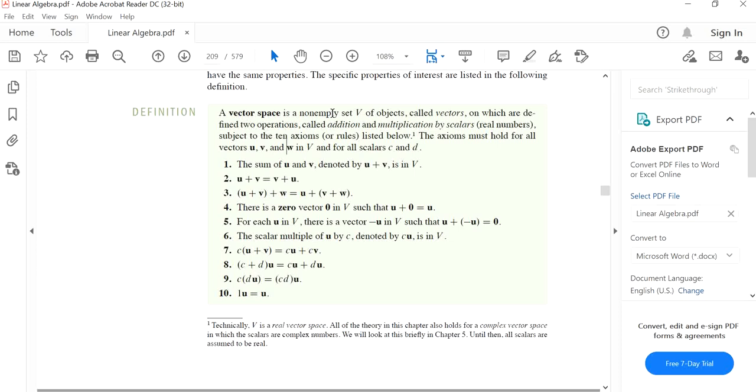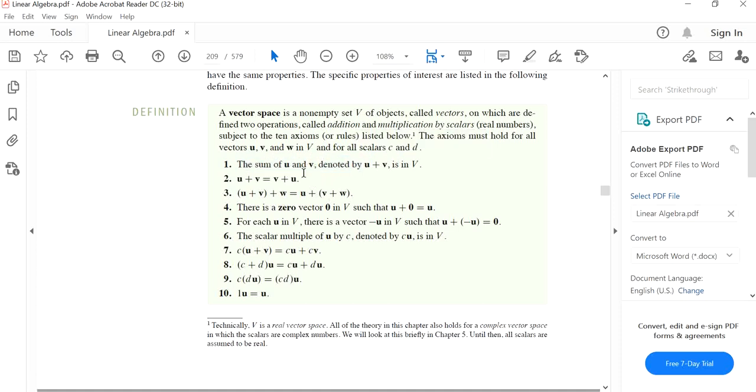A vector space is a non-empty set of objects called vectors on which we have two defined operations, addition and multiplication by scalars. And these 10 axioms, if they hold true for those elements, then that set is a vector space. So if you have any set of vectors and if you prove that these 10 axioms hold for that set of vectors, then that set is a vector space.